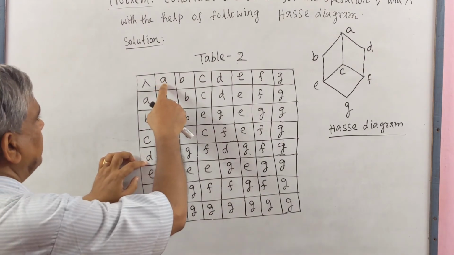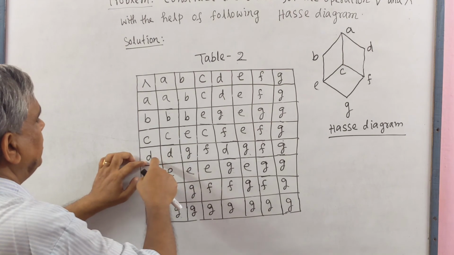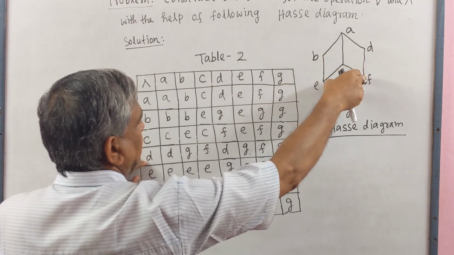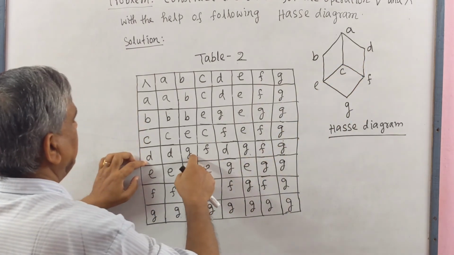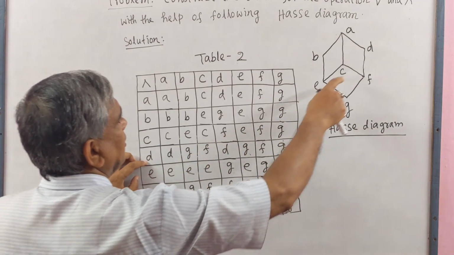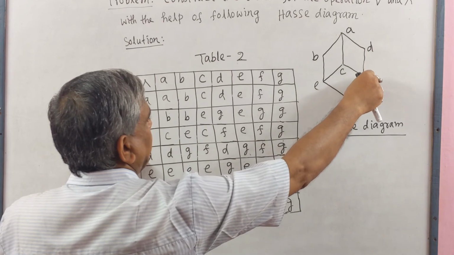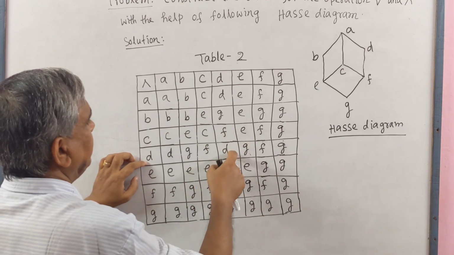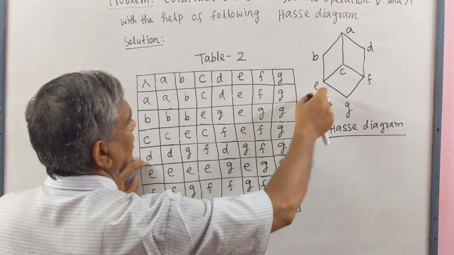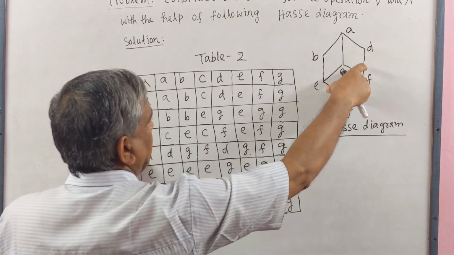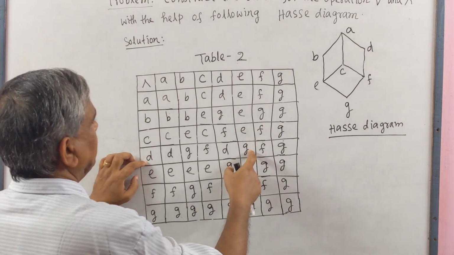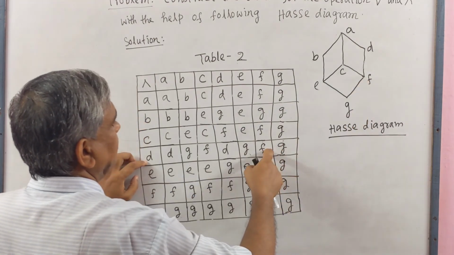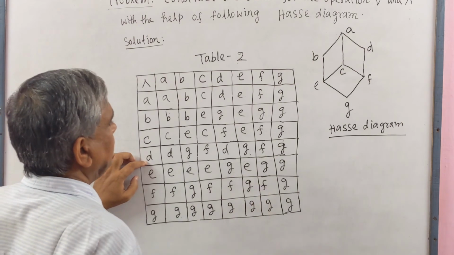D and A: A is on the highest level, so it will be D. D and B: we get the immediate lower level G. D and C: immediate lower level is F, so D and C will be F. D and D is D. D and E: we will get G. D and F: F is in the lower position, so F. D and G will be G, G in the lowest position.